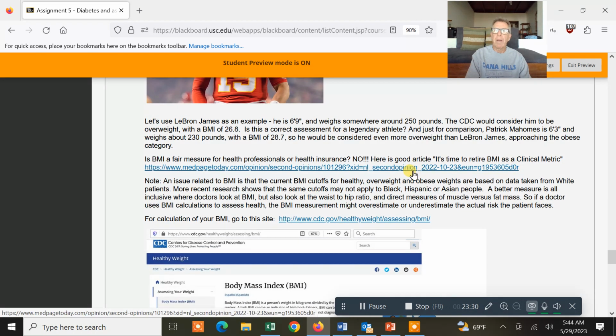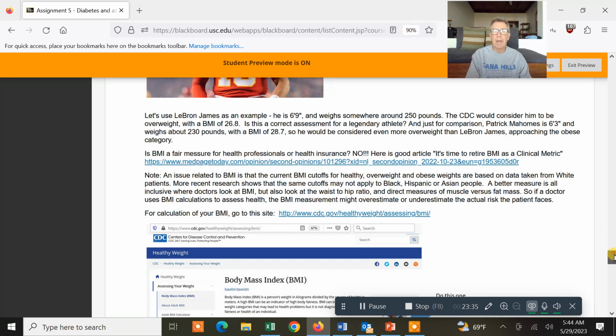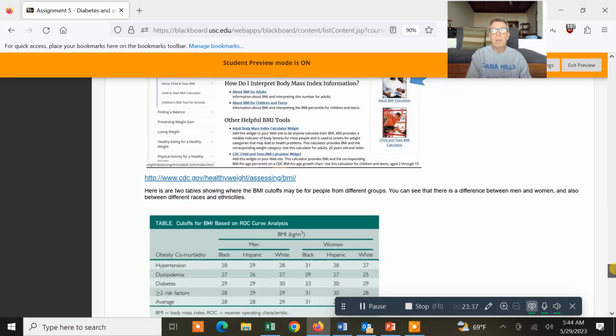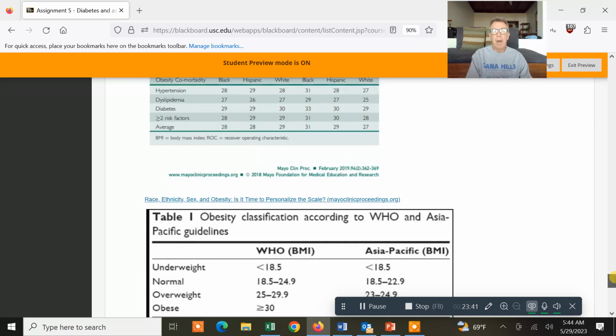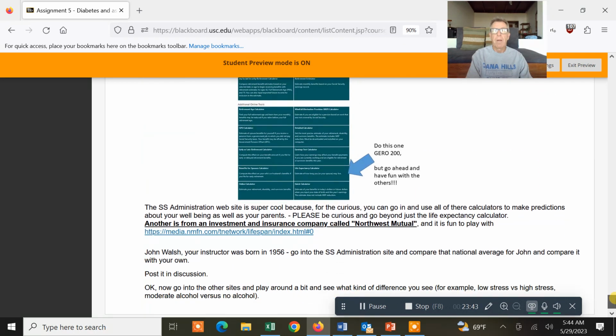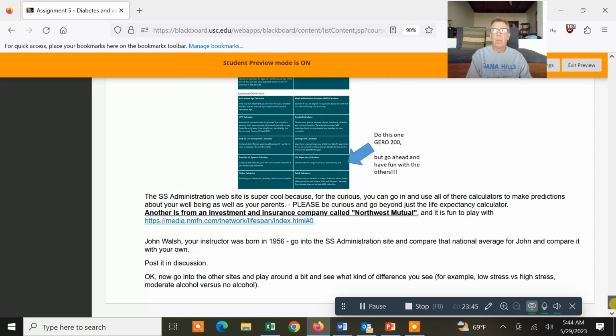There's an article about the BMI as a classic metric. It's not great, but see how you stack up, and will you be considered healthy, okay? And from there, then we want you to go ahead and check out a couple other websites and check out your BMI and then post a discussion on it.